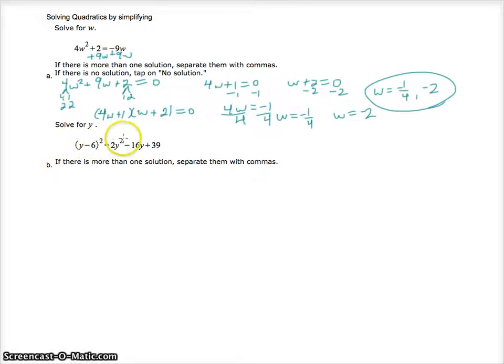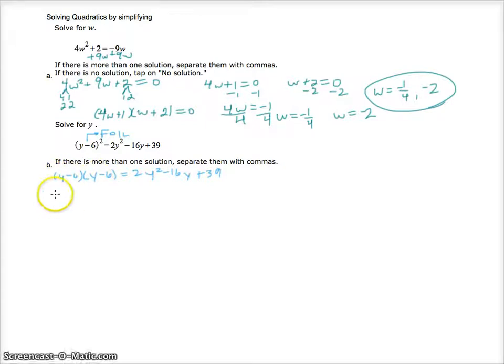It says y minus 6 squared equals 2y squared minus 16y plus 39. For this one, what we want to do first is we want to make sure we FOIL first. So we want to FOIL y minus 6 squared. Well, this is a special case because this would be a sum of perfect squares. So we would have y minus 6 squared. Well, we'll just do it. Y minus 6 squared. So y minus 6 times y minus 6 equals 2y squared minus 16y plus 39.